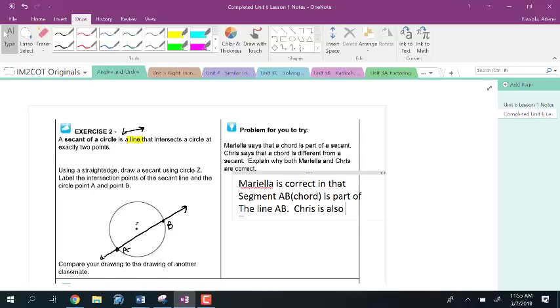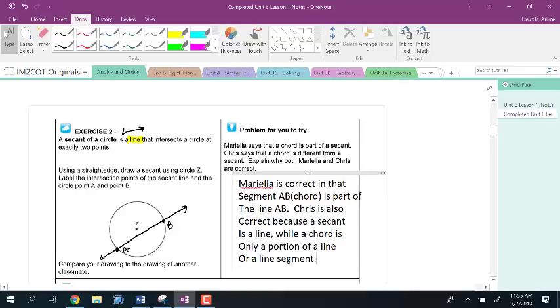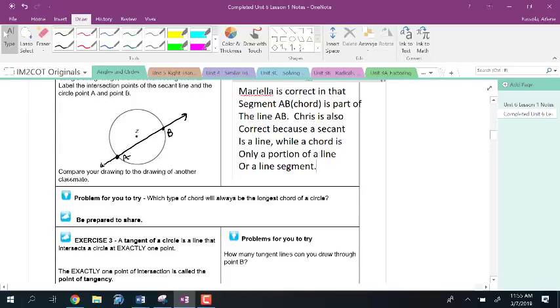Chris is also correct because a secant is a line, while a chord is only a portion of a line, or a line segment. And it asks us which type of chord will always be the longest chord of a circle. It's going to have to be a diameter.